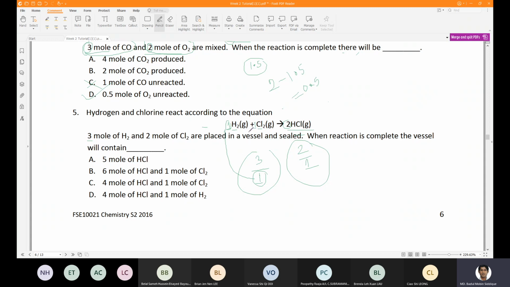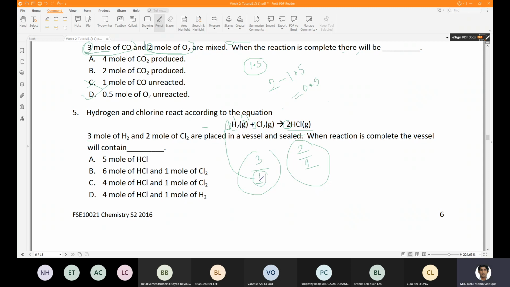So when they say, okay, if I give you, Brian, 3 moles of hydrogen and 2 moles of chlorine, you find out which one will be the limiting reactant. I know from this balanced equation, this is a 1:1 reaction. 1:1 means 1 hydrogen is to 1 chlorine. So in chemistry, we usually call it 1:1.